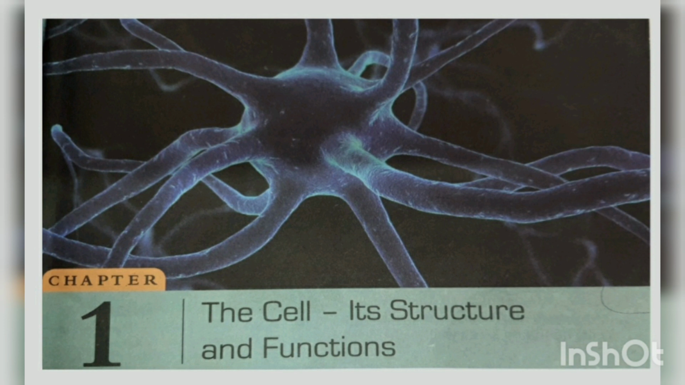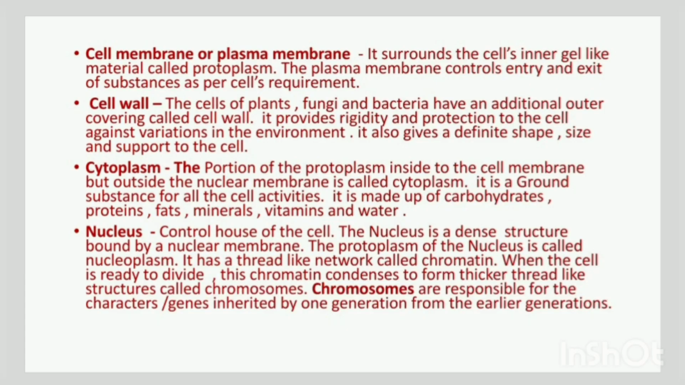Like we discussed in the previous video, part 2, the structure of a typical cell consists of a cell membrane and protoplasm. The cell membrane is like a boundary for all the cells. All living cells are bound by a membrane called plasma membrane or cell membrane, and it provides the flexibility of the cell.